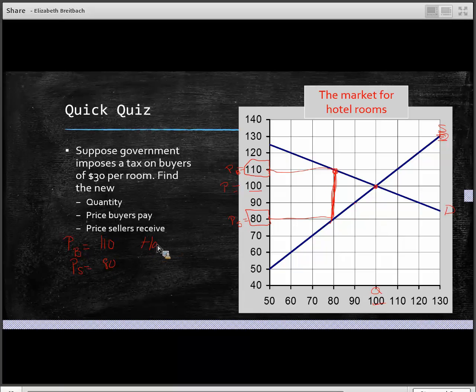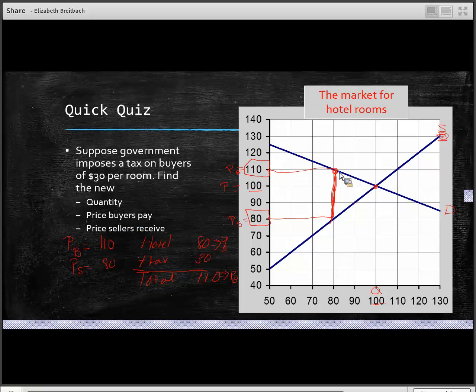All right, so now what is the quantity? Well, what's the quantity demanded if the price is 110? If the price is 110, the quantity demanded is 80 units. So there's 80 units demanded at the price of $80 for sellers. The quantity supplied, where we hit the supply curve, is 80 units. So our new quantity is equal to 80 units.